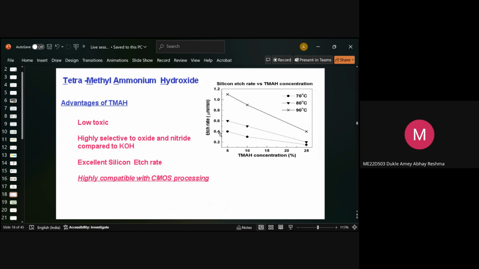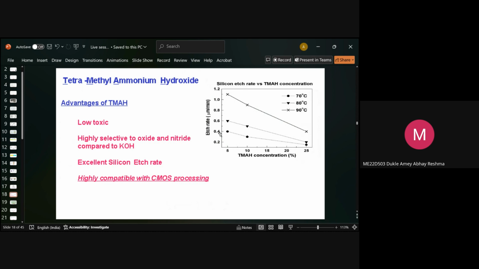Since everything will get etched, you will not get the directional control. So the agents which give good directional control are the most preferred ones for etching. That is why this is compatible. And the other thing is, it should be washable.